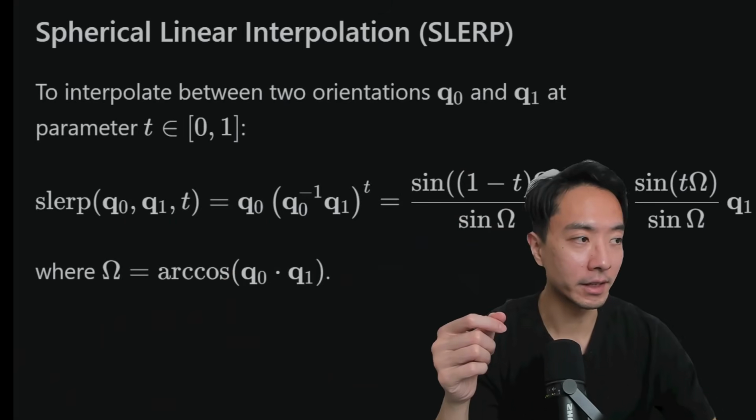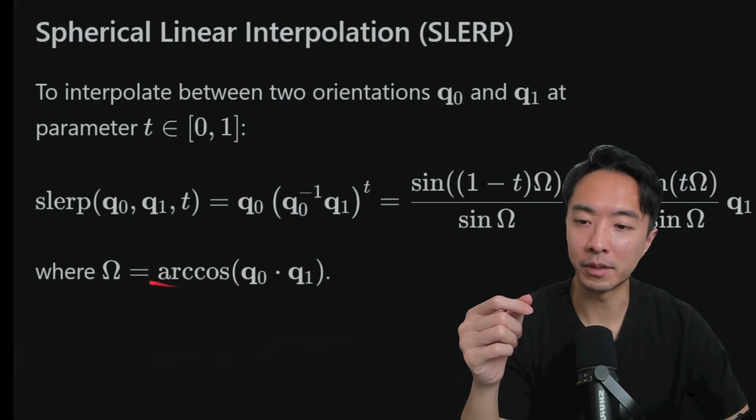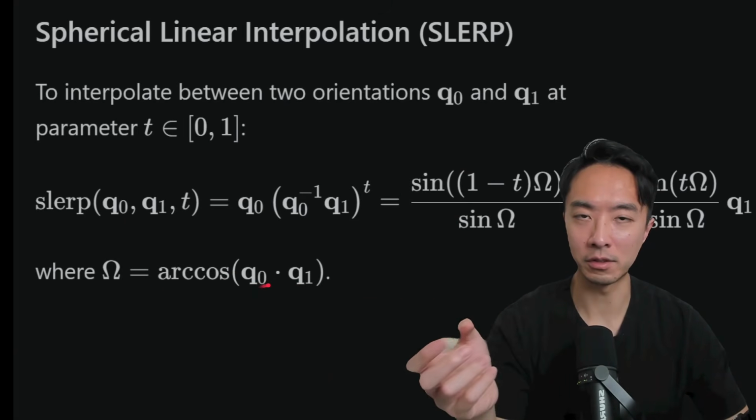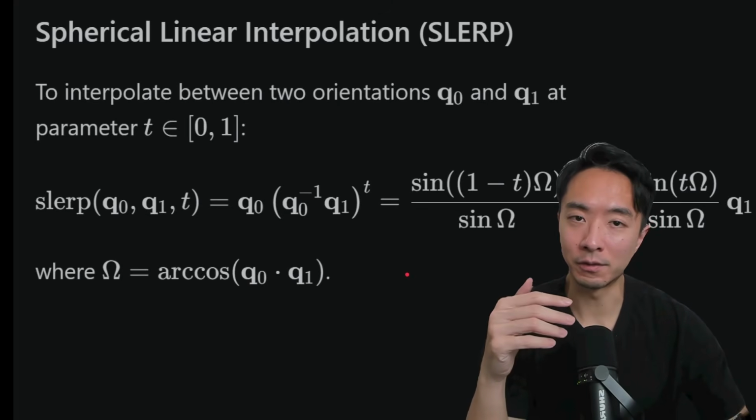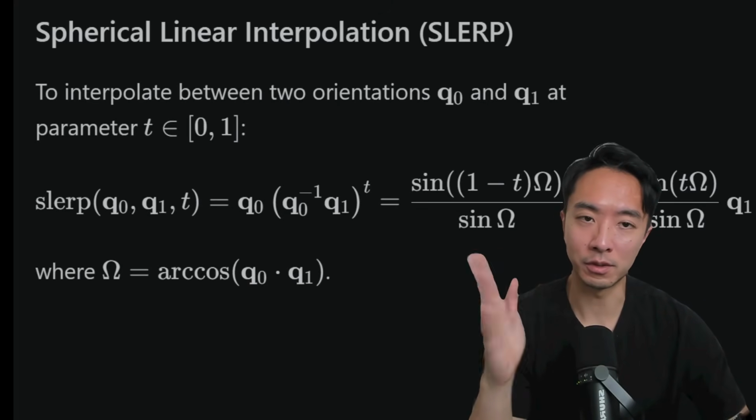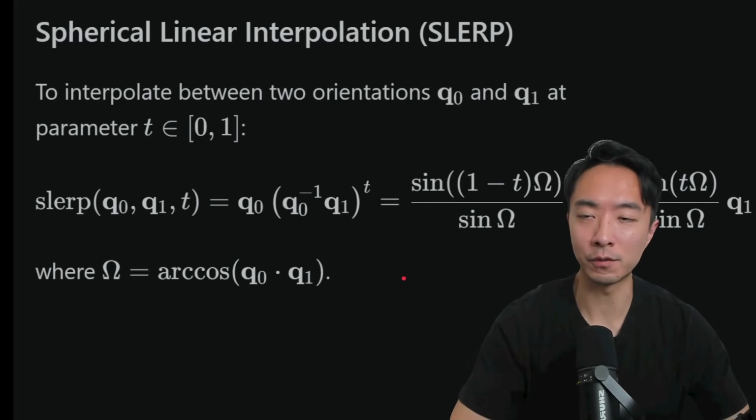And what is omega exactly? Omega is going to be this parameter here, arc cosine of Q0 dot Q1. You could use this when you're doing some of the kinematics later. If you want to sweep across two different orientations, you would use this formula right here.